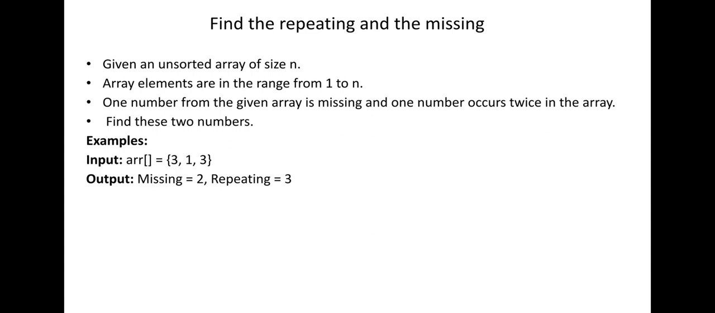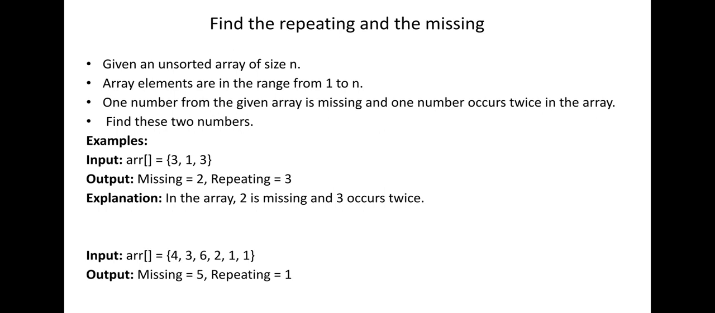For example, if you take an array of 3, 1, 3, in this array you can see 3 is repeating, that is 3 is coming twice, and 2 is not present. As you can see, 1 is there, 3 is there, but 2 is not there. So the missing element would be 2 and the repeating element would be 3. Let's take another example. As you can see in the explanation, 2 is missing and 3 occurs twice.